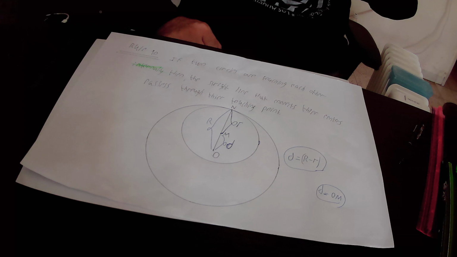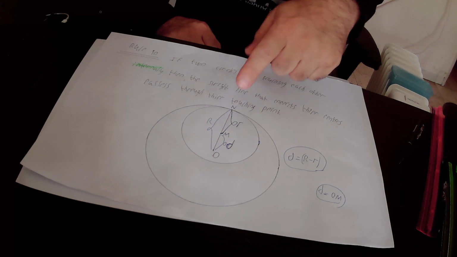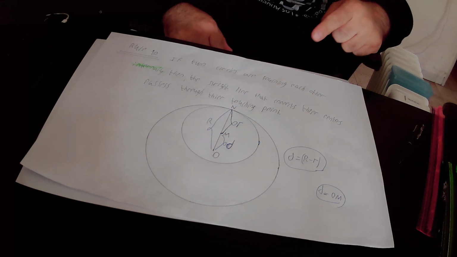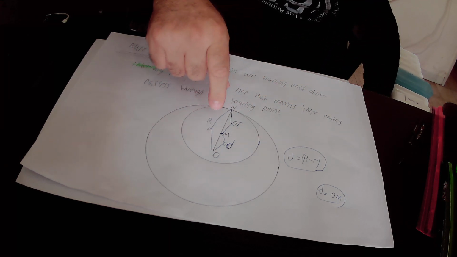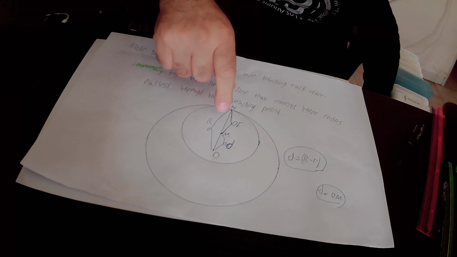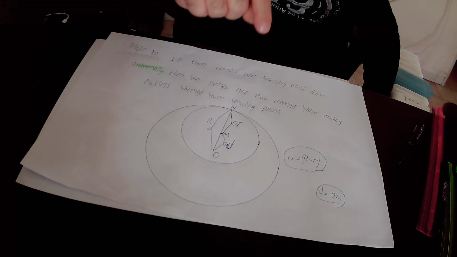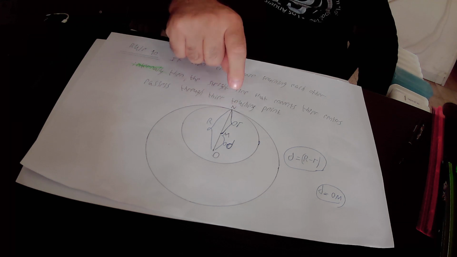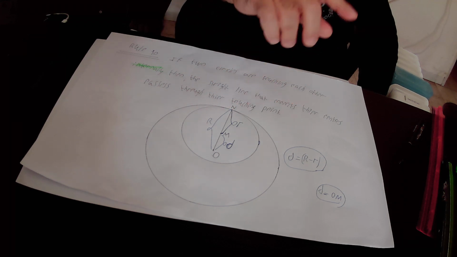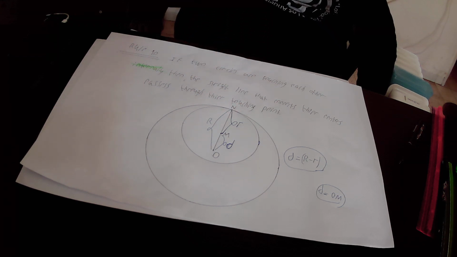And what is the distance between their centers? The distance between their centers is OM. From the drawing, it is very easy to see that OM equals ON minus NM. ON is capital R, NM is small r, therefore OM equals capital R minus small r. That is the distance between their centers, OM. Okay?